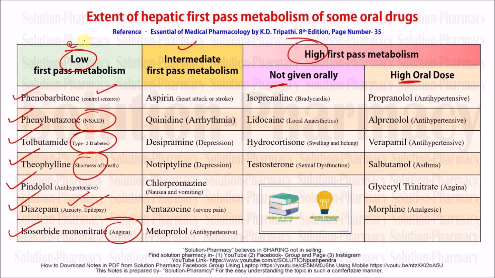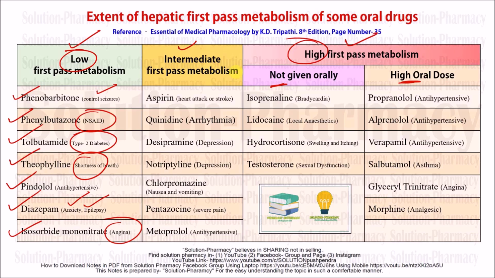See, on the left side you can see low first pass metabolism, whereas on the right side you are seeing high first pass metabolism. So this intermediate first pass metabolism lies between these two. That means it is neither low first pass metabolism nor high first pass metabolism. These are just between the two terms, low and high. That is why it is termed as an intermediate first pass metabolism.